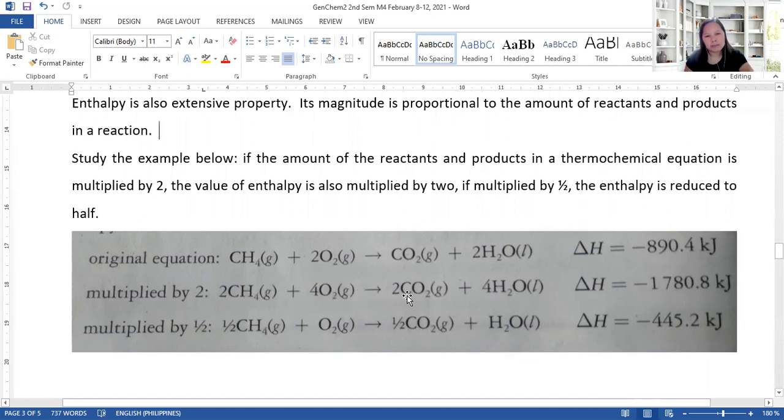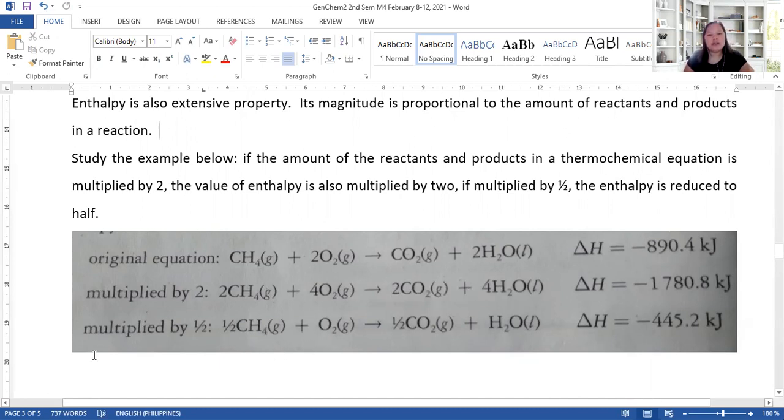But if it will be multiplied by 2, open and close parentheses, each of the compounds in the thermochemical equation will be multiplied by 2. So the CH4 will have 2 molecules. The oxygen will be 4 because it already has 2 in the original equation. The carbon dioxide will have 2 molecules. And then the H2O will be 4 molecules. But if it will be multiplied by 1/2, it will be reduced by half.